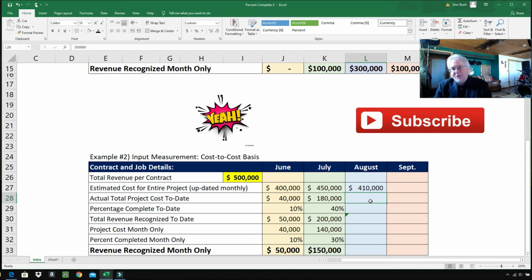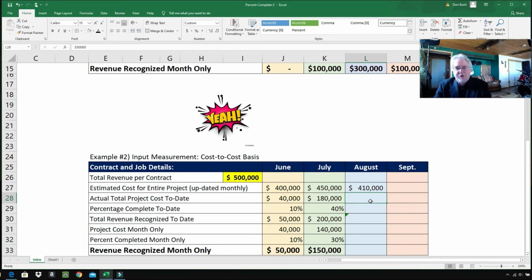And then we ask the engineer, well, how much have you spent in grand total on this project so far, from start until here we are now? And the engineer says, well, we have spent so far a grand total of $350,000. Okay, so we figure out, well, what is the percentage complete to date? Well, the percentage complete to date would be $350,000 divided by $410,000. So it looks like we are 85% of the way done here. So the total revenue recognized to date, that's going to be 85% of $500,000. So there's the revenue recognized to date.